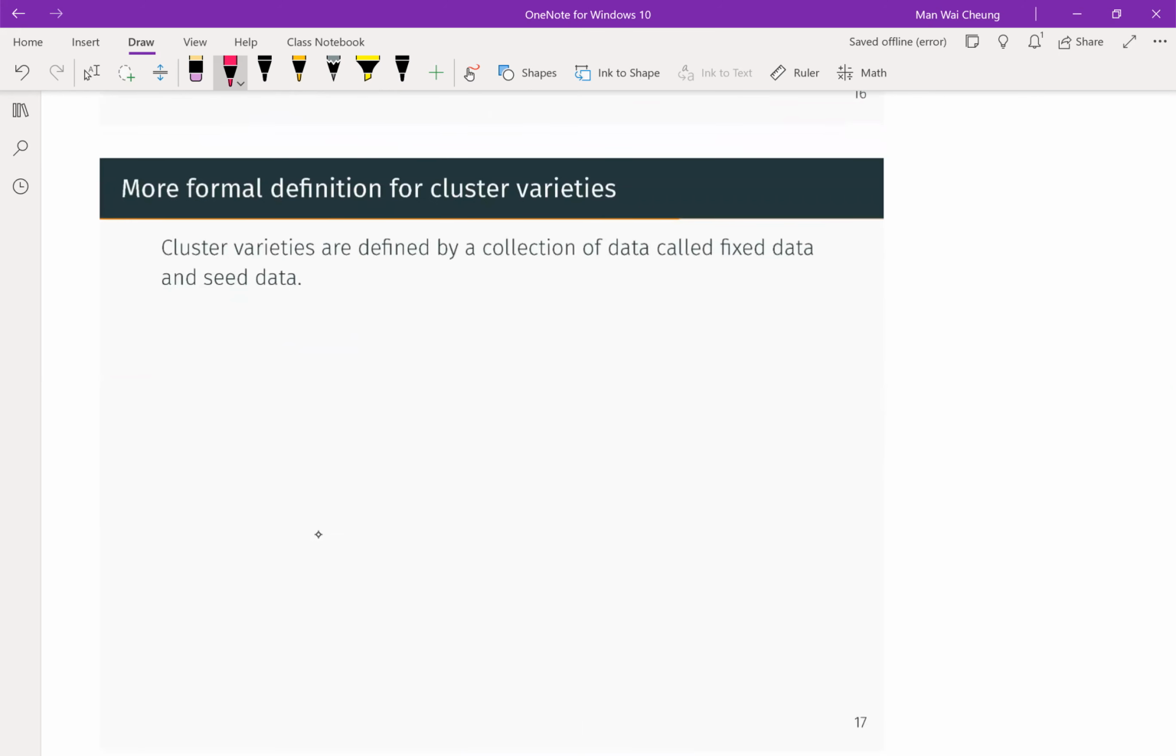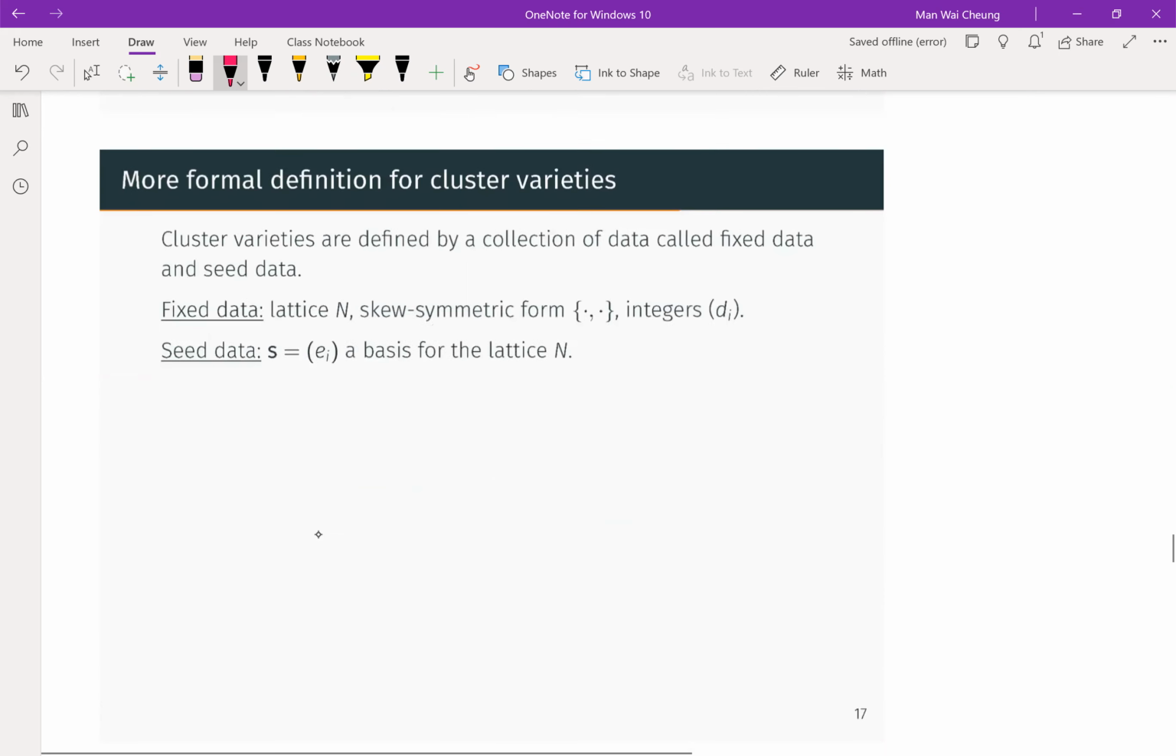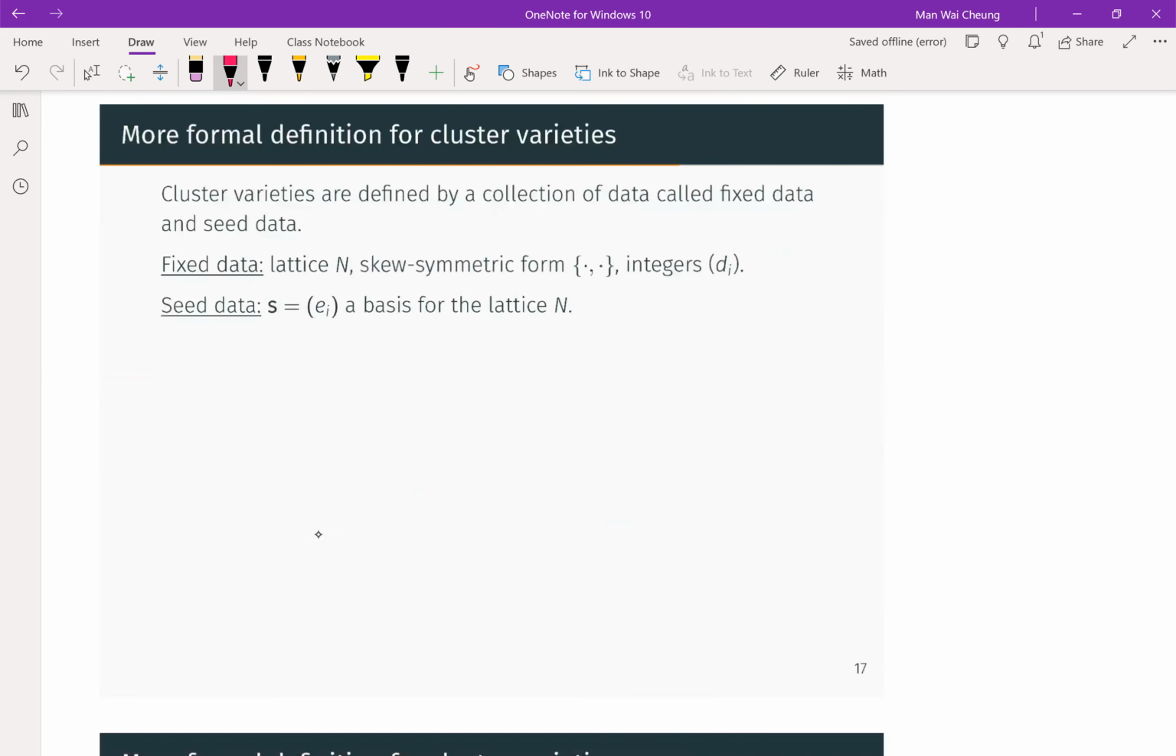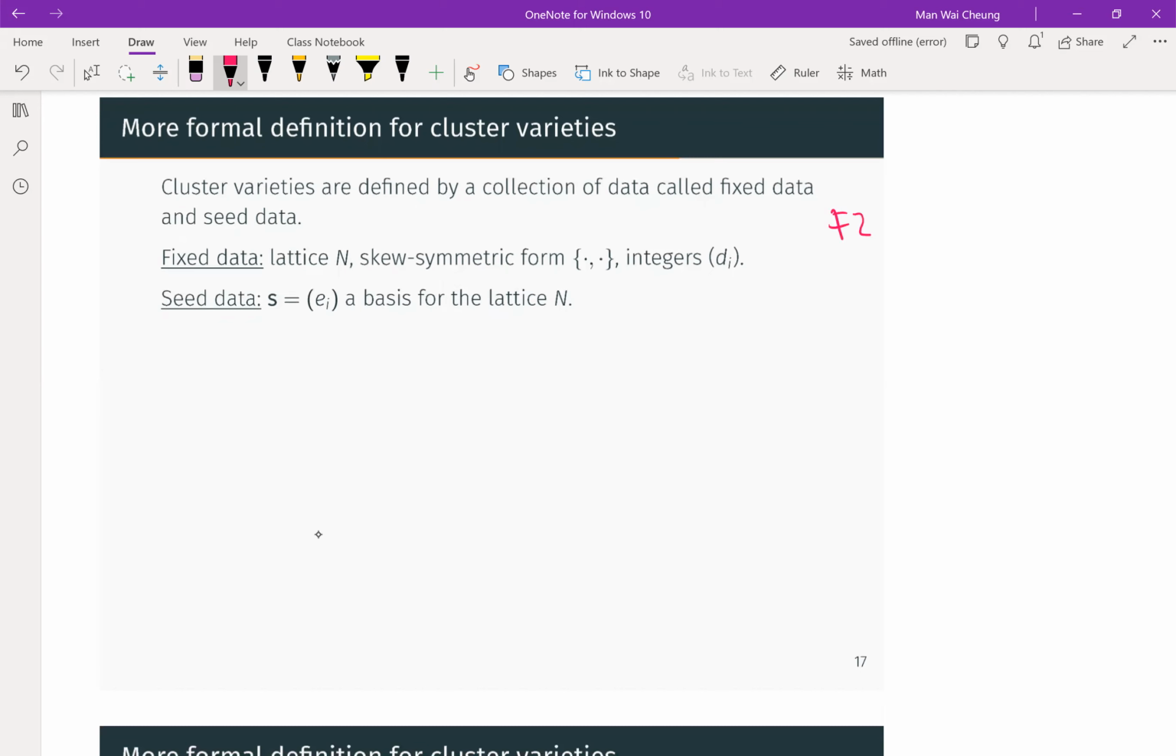So here is a slightly more technical formal definition of cluster varieties. Cluster varieties are defined by a collection of data. We call it fixed data and seed data. Fixed data has many things. From the lattice N, we have a skew symmetric form and some integers d_i. Again, if you are cluster algebra people, when Fomin and Zelevinsky define cluster algebras, they have this skew symmetrizable but not symmetric matrix. And this d_i is the integer that turns this skew symmetric form into a skew symmetrizable matrix.